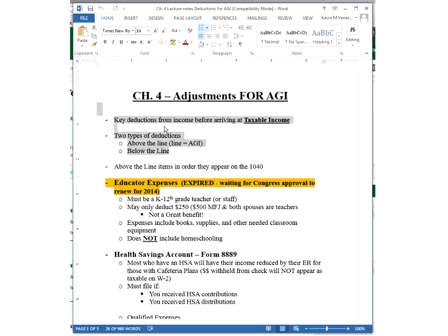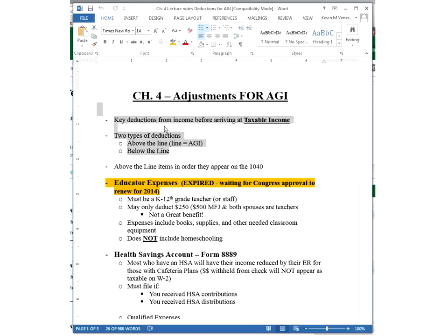So if you're looking at a tax return, and I usually go to the one on page 2-3, anything from 23 through 36 would be considered an above the line deduction. And we're going to just briefly hit on some of those today. That's what this chapter is about.